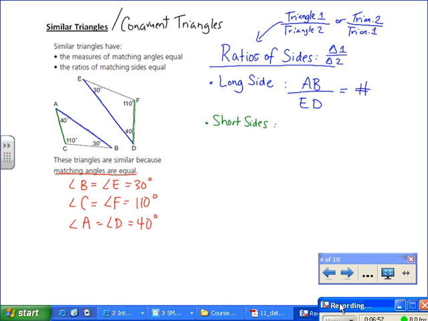Keeping consistent with the ratio that I just did, I'm going to put the short side for triangle 1 on the top, so that's going to be the length AC. On the bottom, I'm going to put the dimension of the short side of triangle 2, which is from D to F. Again, when I divide the top by the bottom, I'm going to get a number, and that's the ratio. Finally, I'm going to look at the leftover side, the third missing side, and that would be B to C for triangle 1.